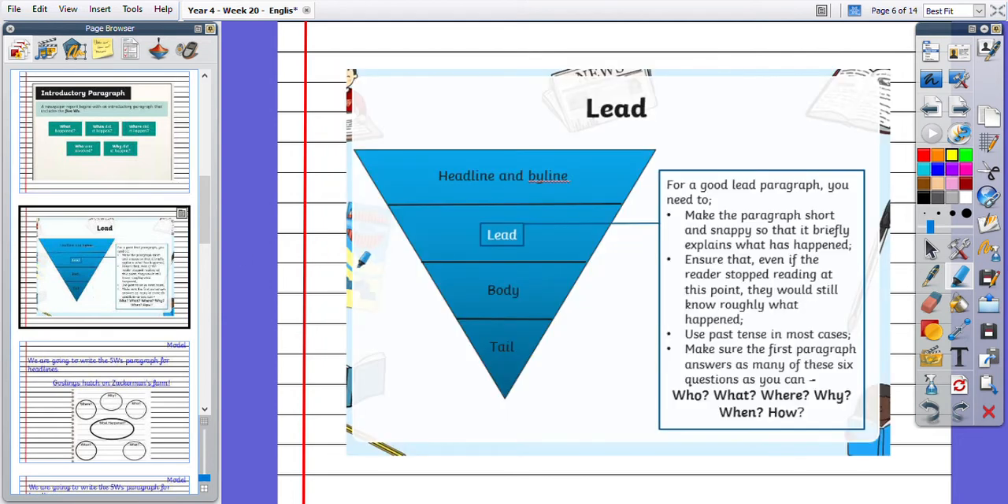Okay, and it needs to have a short paragraph and snappy, so it briefly explains what has happened. Ensure that even if the reader stopped reading at this point, they would still know what has happened roughly. Uses the past tense, and it answers as many of these questions as it can. So who, what, where, why, when, and how.